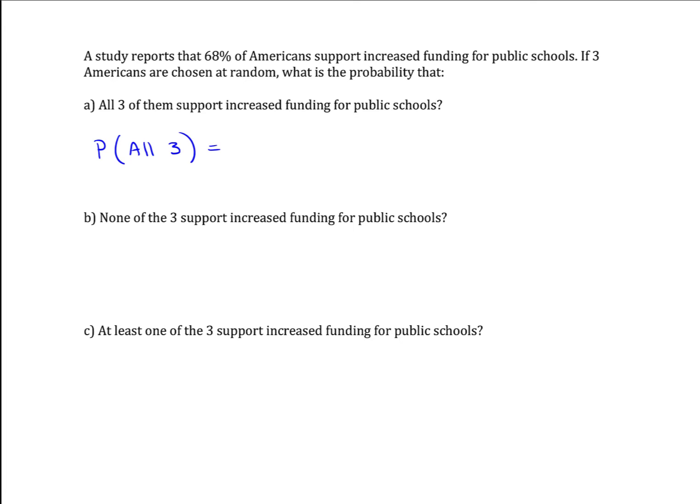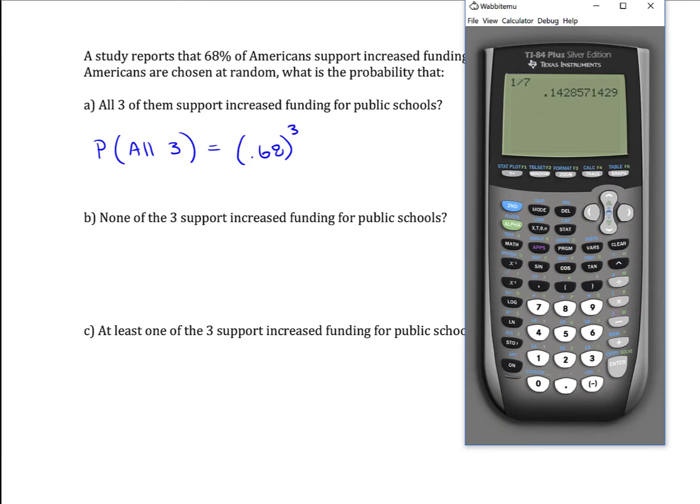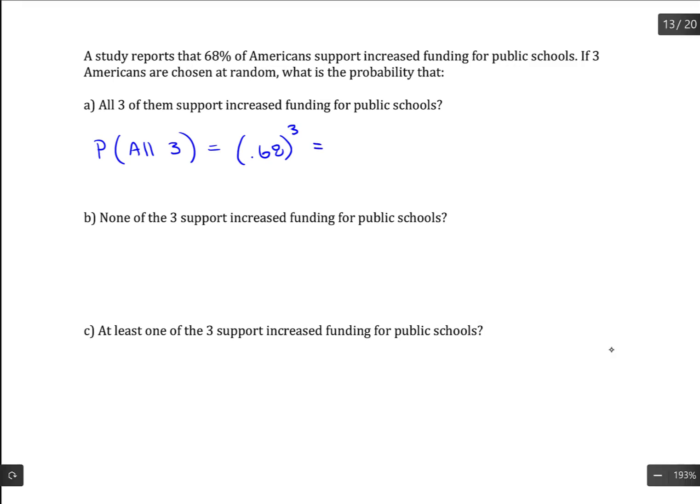Multiplication rule, then, we have to decide if we're dealing with independent events or dependent events. Our population here is all Americans, which is a very large population. So we're allowed to just assume independence, which means we can just take 0.68, which is the probability that one person out of the population supports increased funding, and raise that to the third power. So 0.68 raised to the third is 0.314.